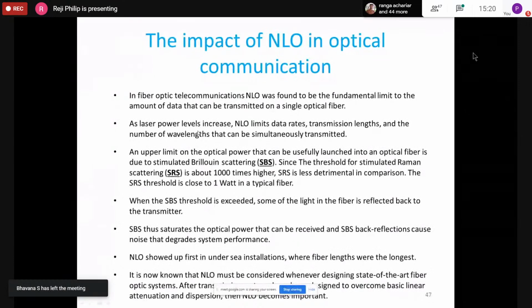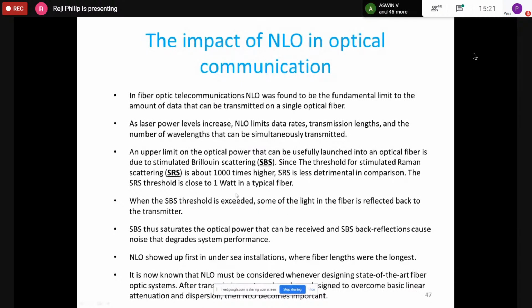And as the laser power levels increase, because as we know, this is optical communication which needs lasers, the nonlinear optical phenomena will limit the data rates, transmission lengths, and the number of wavelengths that can be simultaneously transmitted. You want to send more wavelengths at the same time, because that's when your capacity goes up. So the upper limit on the optical power that can be usefully launched into an optical fiber is due to stimulated Brillouin scattering.